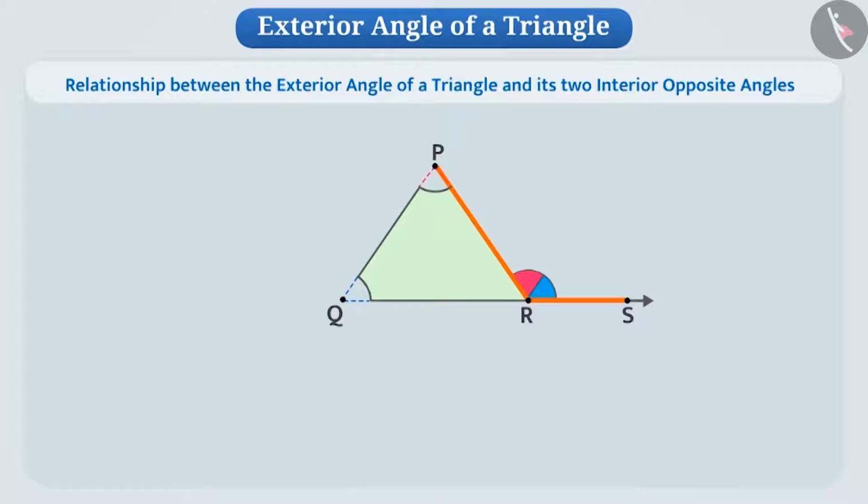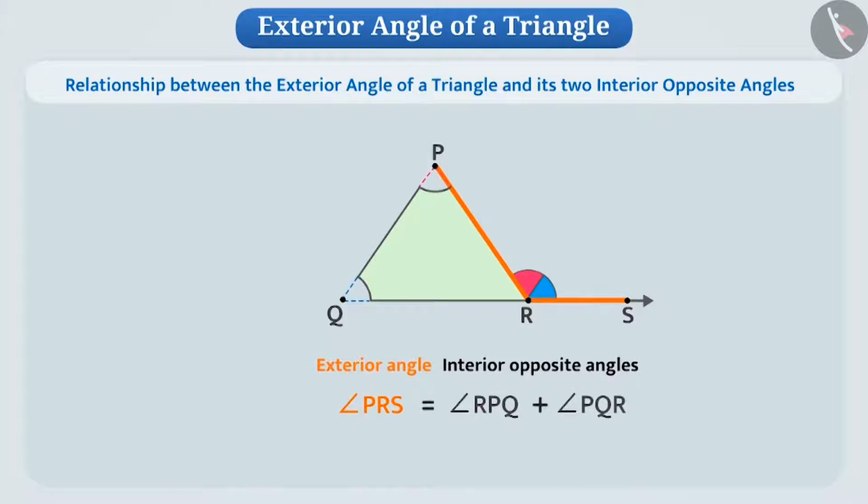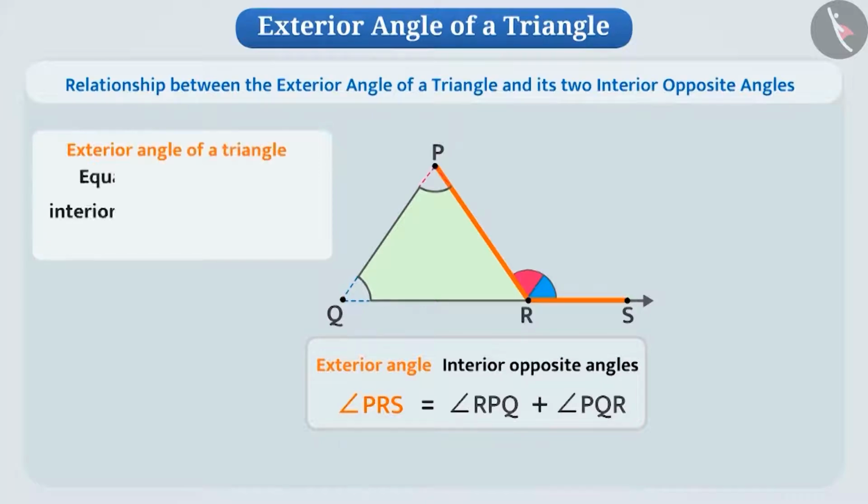You got it right. This shows us that the measure of the exterior angle, angle PRS of triangle PQR, is equal to the sum of its interior opposite angles, angle RPQ and angle PQR, which means angle RPQ plus angle PQR is equal to angle PRS. So, now we can say that the exterior angle of any triangle is equal to the sum of its interior opposite angles.